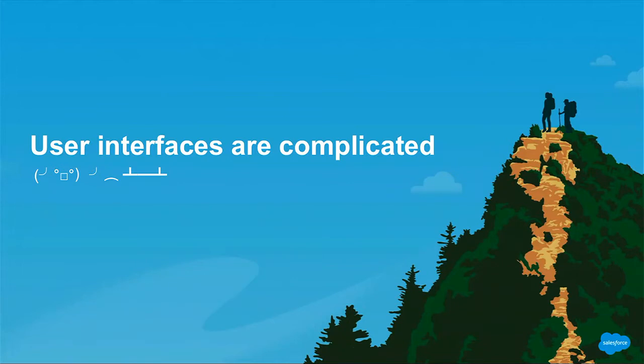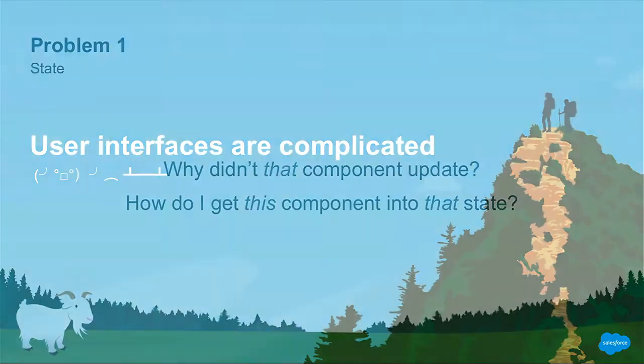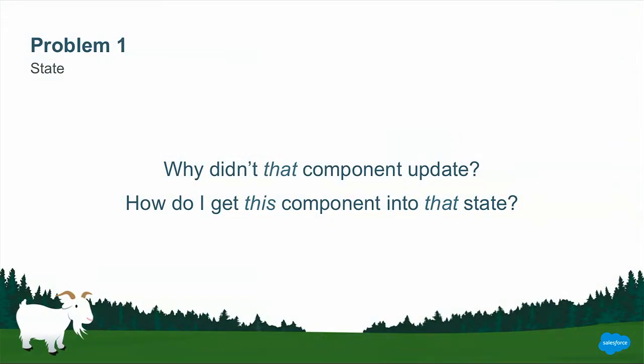So today we're going to talk about 2 or 3 problems that you might be encountering in your components while you're developing, and then some solutions to those problems to hopefully make it a little bit easier. So we're going to jump right in. The first problem you might be encountering is around state. You might be asking questions like, why didn't that component update? Or how do I get this component into that state? And it can be very frustrating to debug these problems.